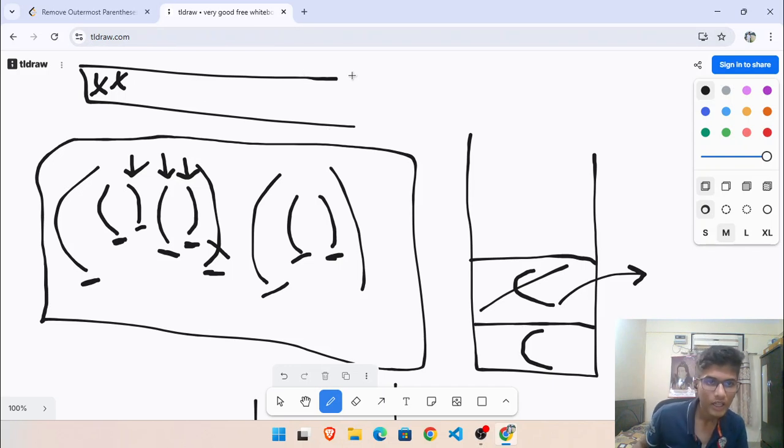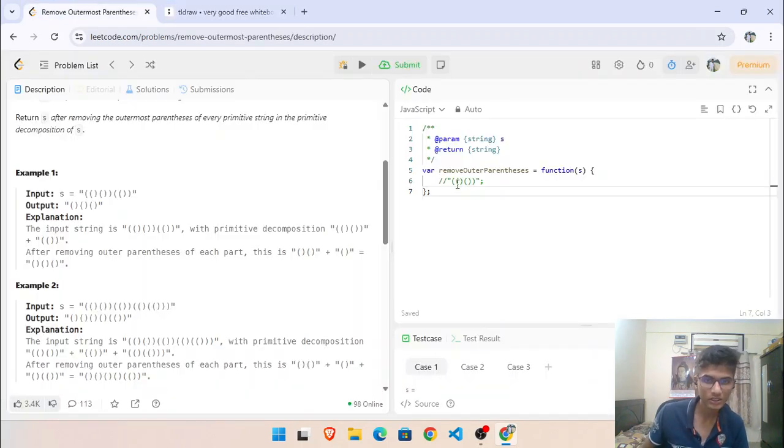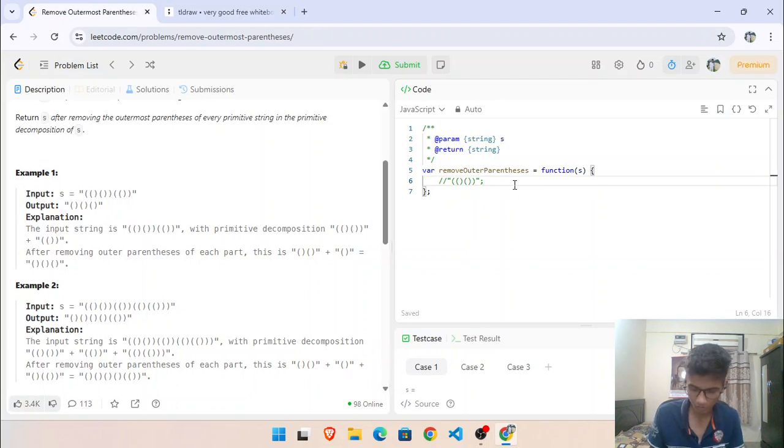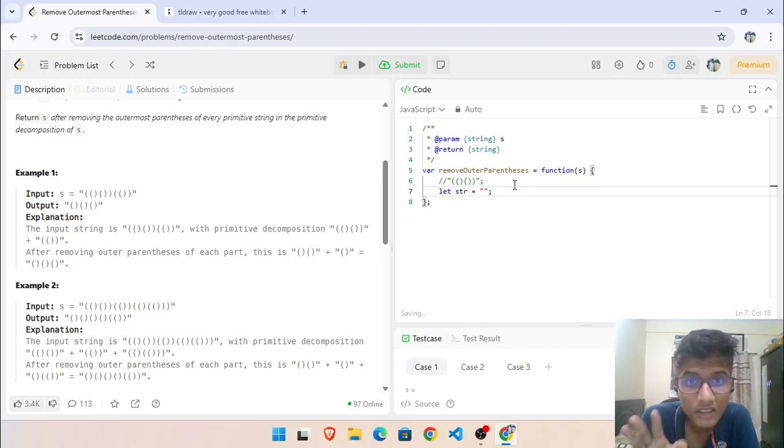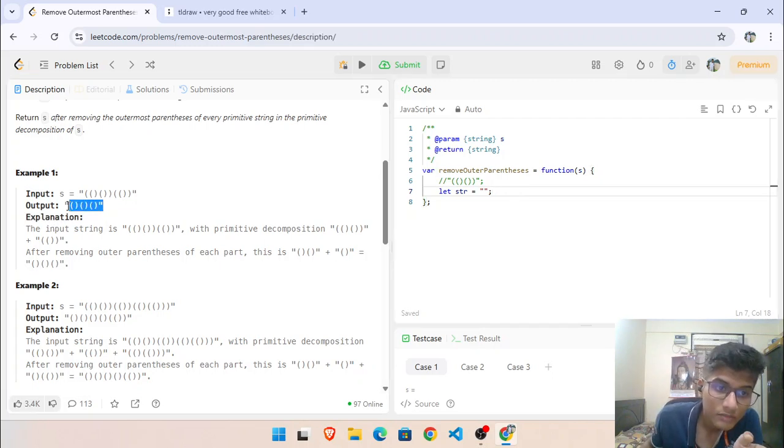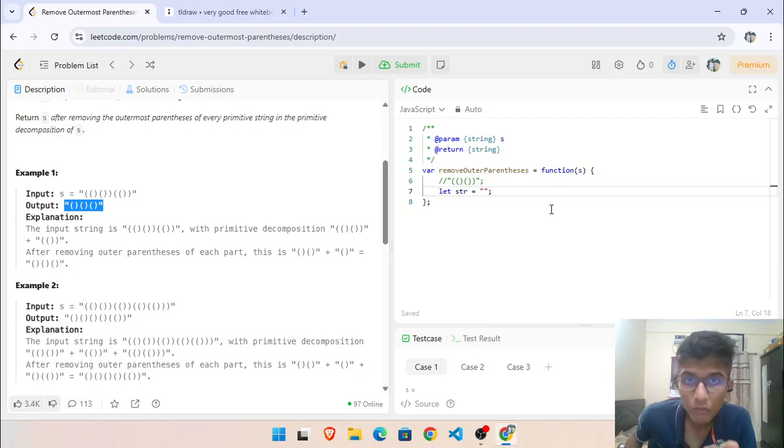So what I will do, if my stack.length is 1, I will not push this bracket into my string. If my stack.length is greater than 1, I will push these brackets into my string. See this. Let me show you. Let str equal to a string. This str is a string which we are going to return. This is the output string. We'll have some condition for pushing it into the stack and into the string.